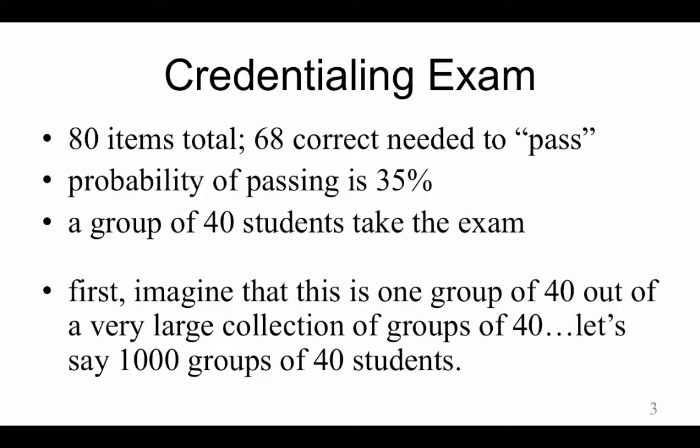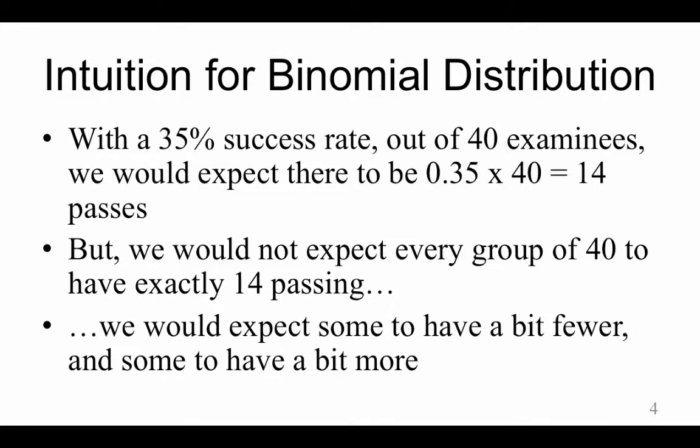Now, to make sense of this though, first I encourage you to imagine that this is actually one group of 40 out of a very, very large collection of groups of 40. Say 1,000 groups of 40 students. Now the intuition for the binomial distribution is as follows. If we have a 35% success rate out of 40 examinees, we would expect that there would be 14 passes, which is 35% of 40.